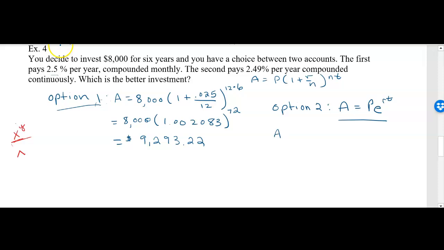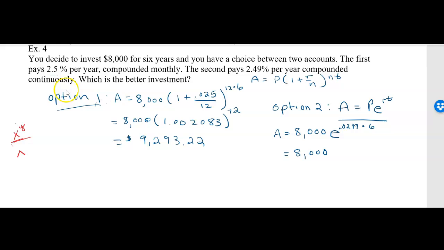We would say A equals 8,000. We don't do anything with the E. That's actually a button on your calculator. But now to the R. The R is 2.49%, so it's 0.0249 times T, which is still 6. We're not changing that. All right. We can't do anything yet until we take care of this part.